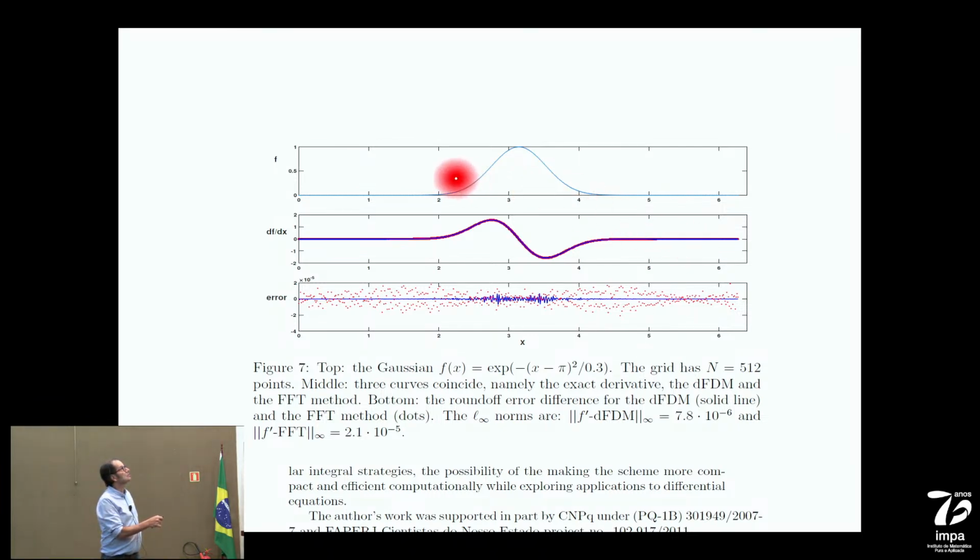If I have a Gaussian, this is the exact derivative of a Gaussian. And in this case here, I used 512 points. I didn't need many points. And let's see, the middle curve coincides: the exact derivative, the Hilbert transform, and the FFT method. All are very good, okay?